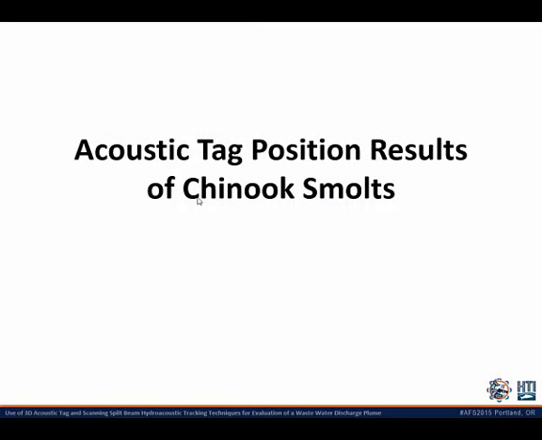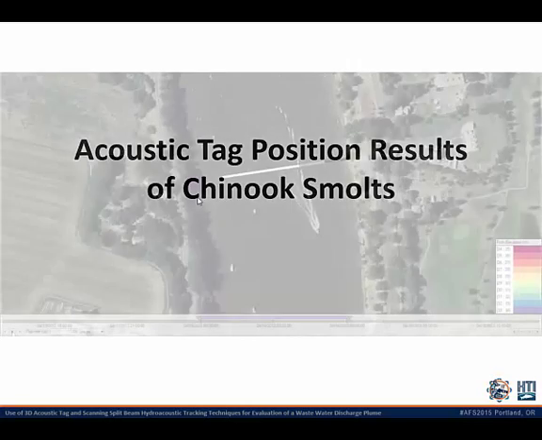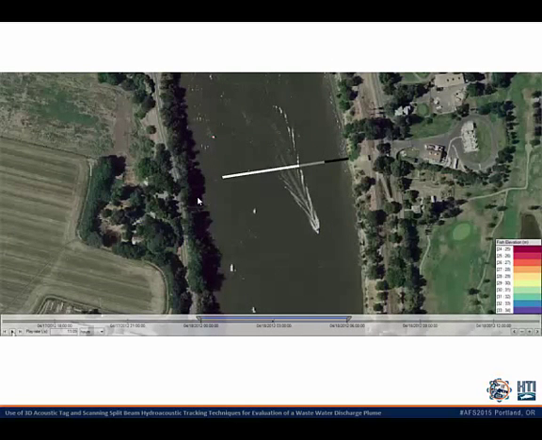Now I'll go into acoustic tag position results of Chinook smolts. As I previously mentioned, there were 298 Chinook smolts that were tagged and released, and they were released in 4 different releases, approximately a week apart, and they were released 10 miles upstream.